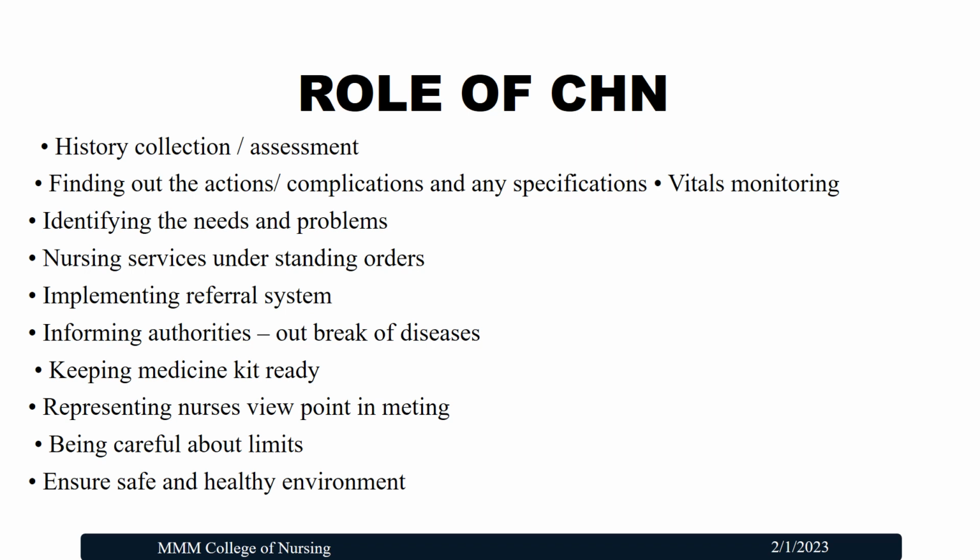Role of community health nurse in minor ailments. She has to collect the history and do the assessment, find out the actions, complications, any specification, monitor the vitals and identify the needs and problems. Nursing service includes understanding orders, implementing the referral system, informing authorities in case of any outbreaks, keeping the medicine kit ready, representing the nurse's viewpoint in meetings, being careful about limits, and ensuring a safe and healthy environment.